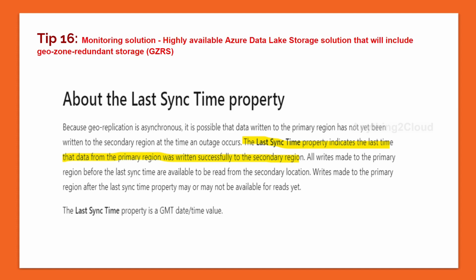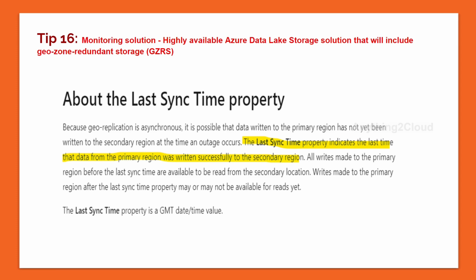Because geo-replication is asynchronous, it is possible that data written to the primary region has not yet been written to the secondary region at the time an outage occurs. The last sync time property indicates the last time the data from the primary region was written successfully to the secondary region. All writes made to the primary region before the last sync time are available to read from the secondary location.